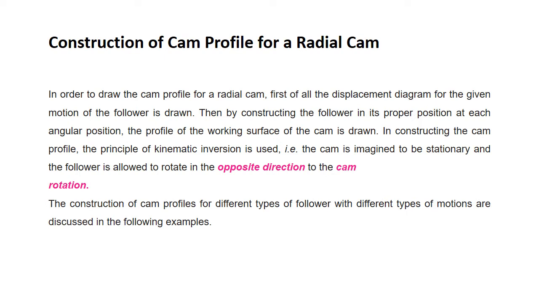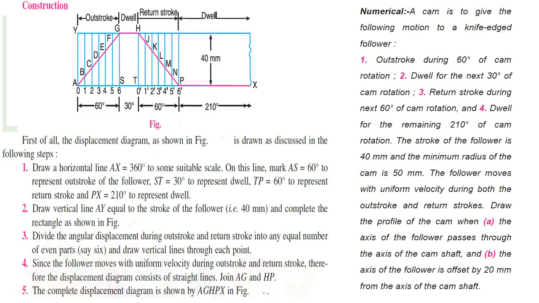The construction of the cam profile for different types of followers with different types of motion is discussed with the help of examples. Here we have discussed a numerical. A cam is given the following motion with a knife edge follower.